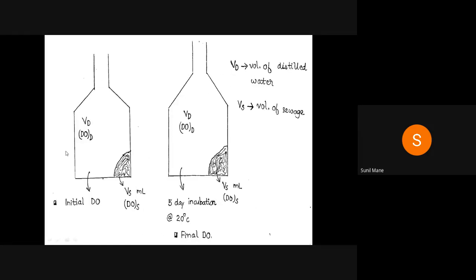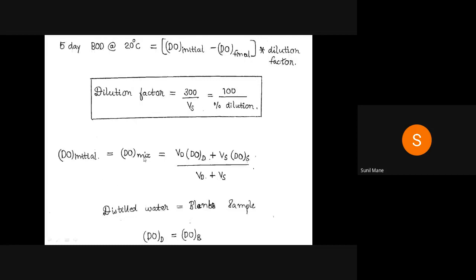Okay, so the dissolved oxygen of the mix means this one. The volume of sewage and the volume of distilled water, this particular volume we are going to vary. Whenever we carry out this variation, the dissolved oxygen will vary because of the addition of this volume of wastewater or sewage.